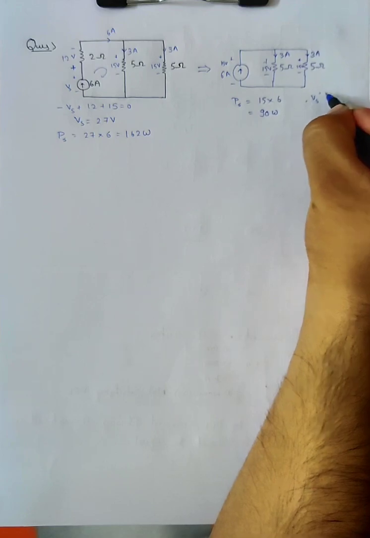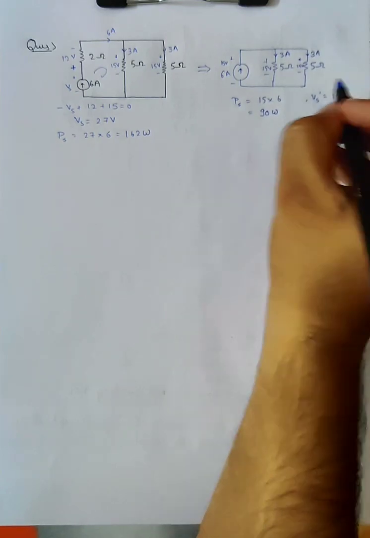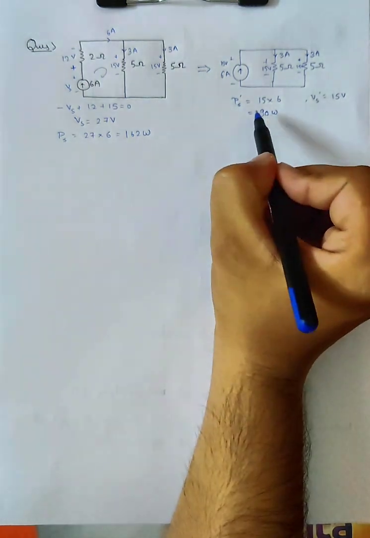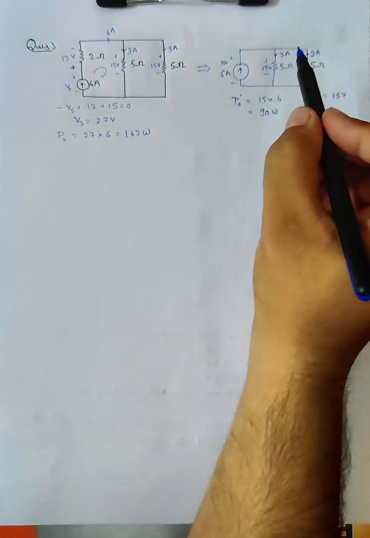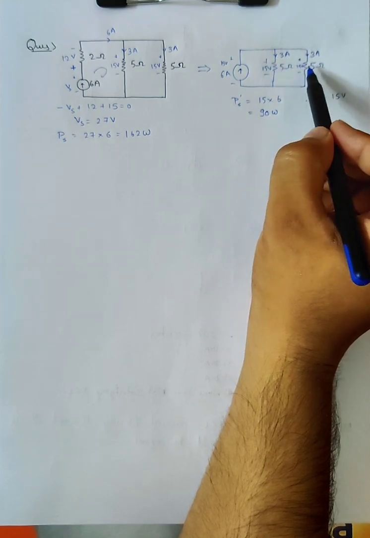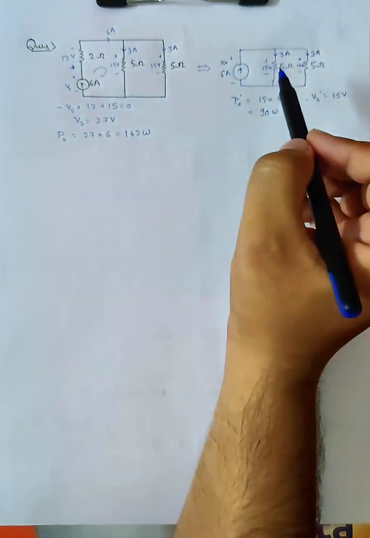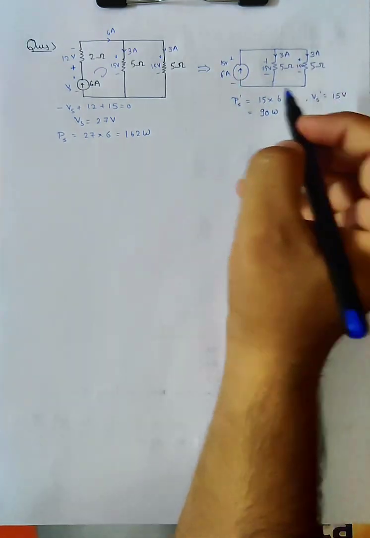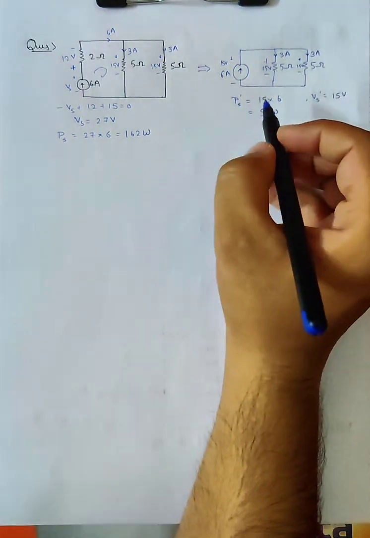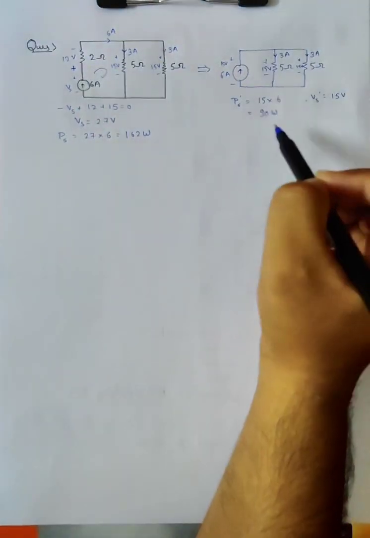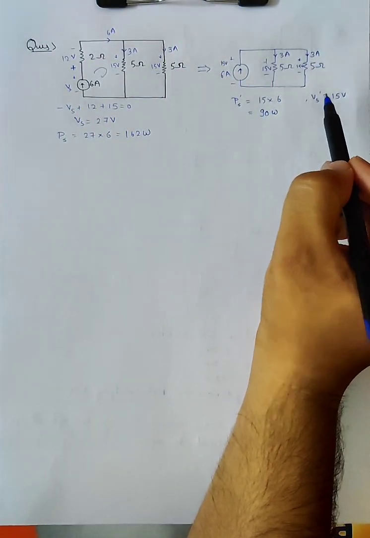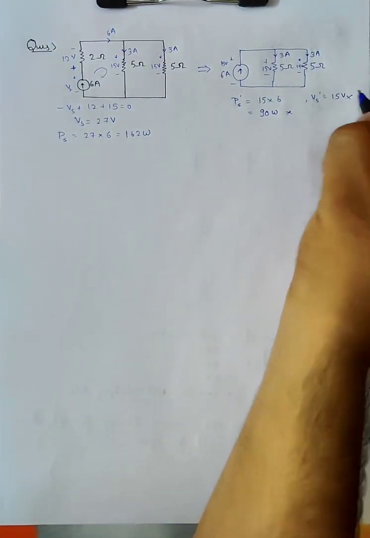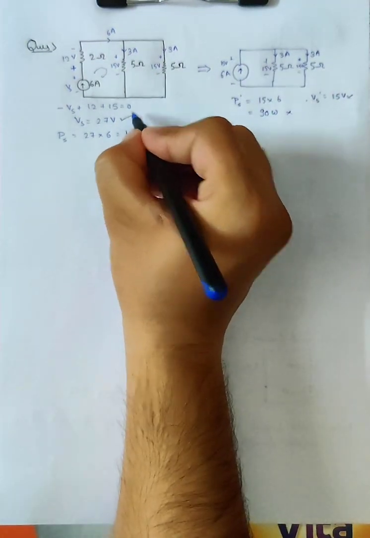Here PS dash is equal to 90 watt and VS dash is 15 volts. You can see these two powers are different. So if we want to calculate the load current or load voltage, we can neglect this 2 ohm resistor. But if we want to calculate the source voltage and source power, we have to consider this 2 ohm resistor, as PS dash and VS dash are both different from PS and VS. So these are wrong and these are correct.